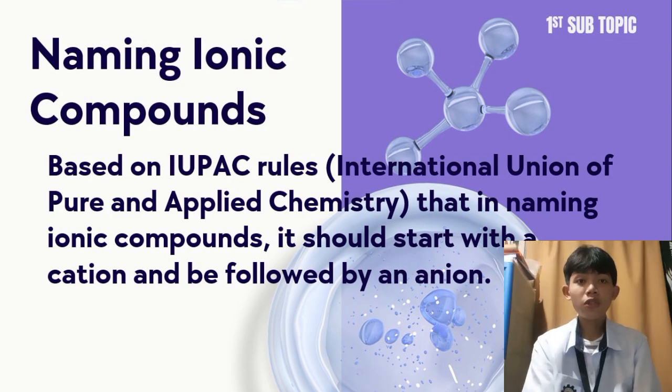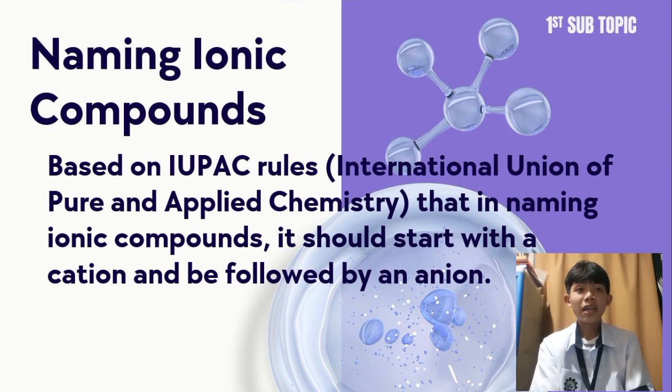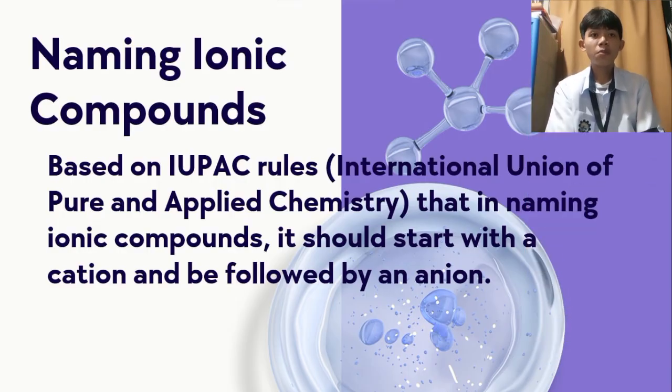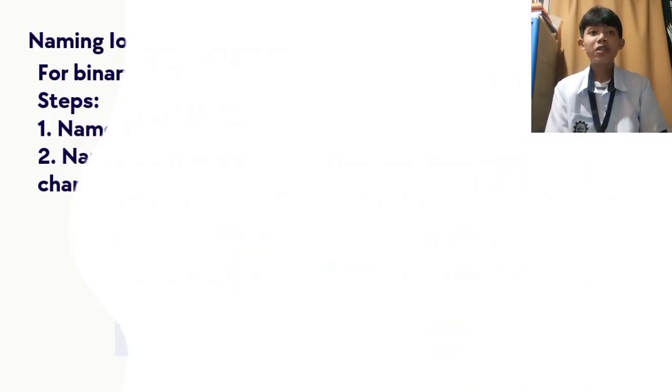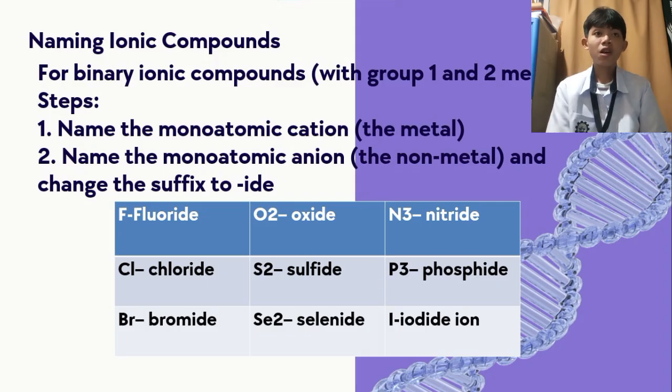Let us proceed to our first topic, which is naming ionic compounds. Based on the IUPAC rules, in naming ionic compounds, the name should start with a cation and be followed by an anion. Now here are the steps for naming binary ionic compounds with group 1 and 2 metals. The first step is to name the monoatomic cation or the metal. The second step is to name the monoatomic anion or the non-metal and change the suffix to -ide.